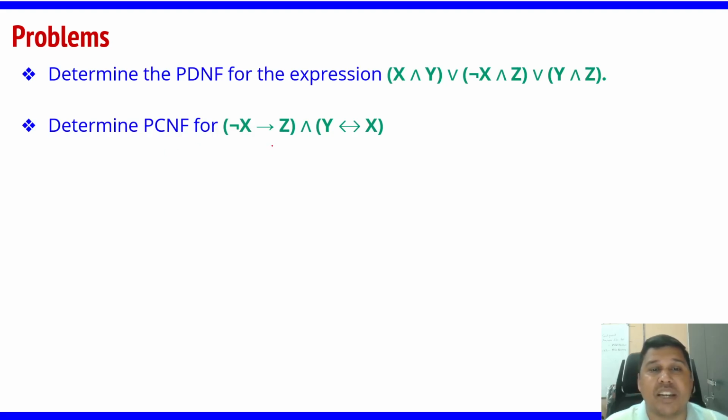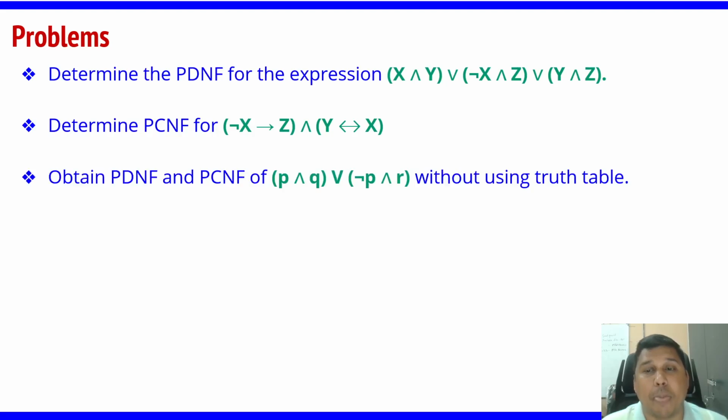Similarly, construct PCNF for this, CXZ, YX. So you have 3 variables, but only 2 are used here. You can convert this into PCNF form. Without using a truth table means you have to apply laws. Obtain PDNF and PCNF without using a truth table. How to do this? Let's see.